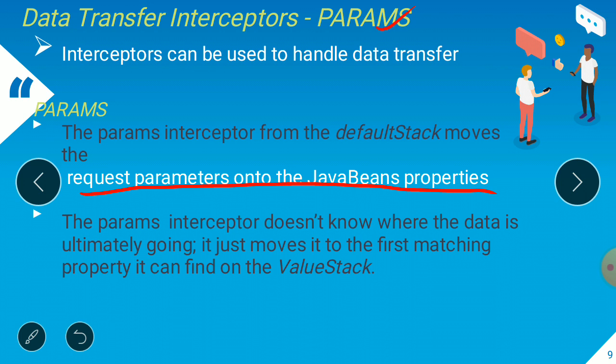when it moves the data into the first matching property, it can find that out in the value stack. So if some data has come, wherever a property with a name equal to that data is in the value stack, at the first matching property it just goes and places the data. This is how params works.